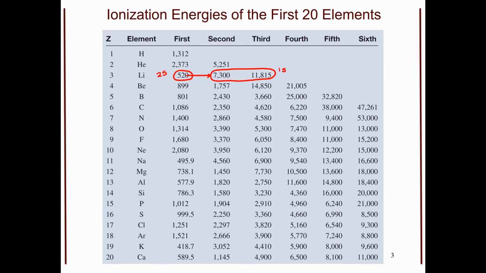So let's go ahead and look at beryllium. Notice that for beryllium, we are going to have our 2s electrons here, and then look at this massive jump going to our third ionization energy. This is because we are now trying to attack the 1s electrons again.